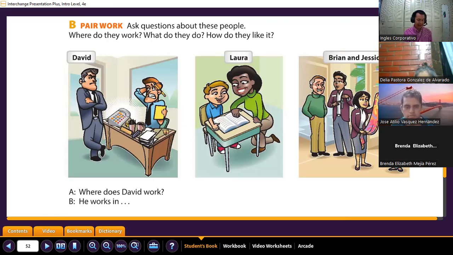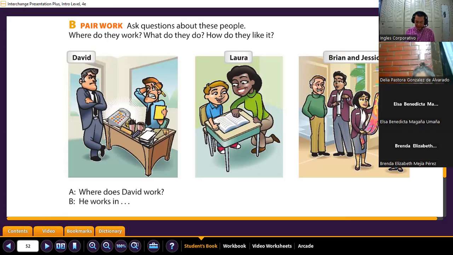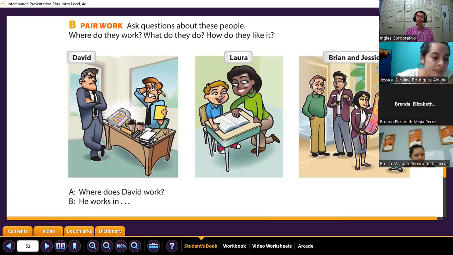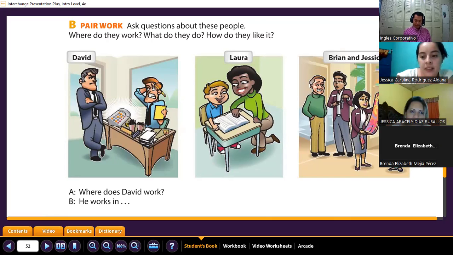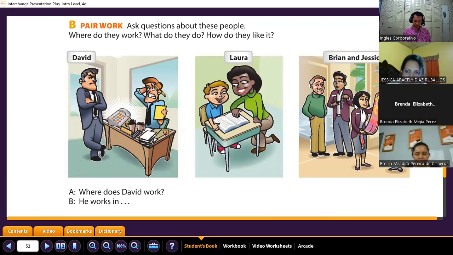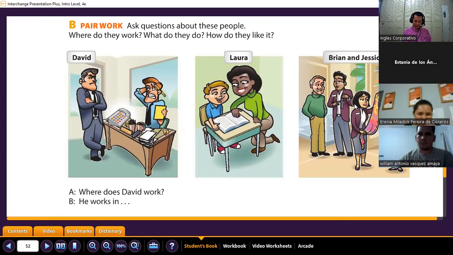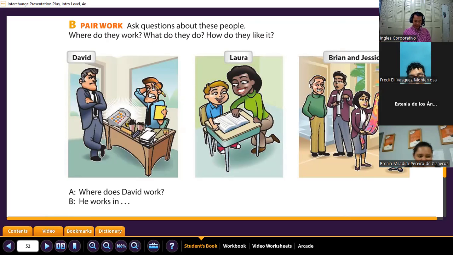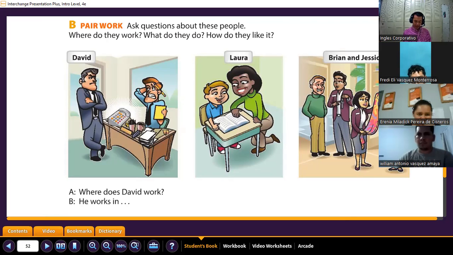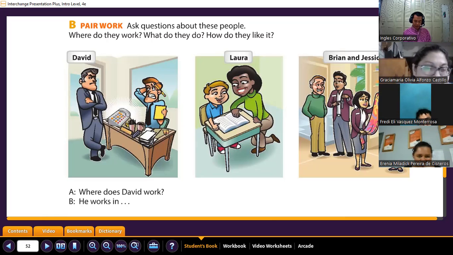Now the attendance. Elsa. Present. Good night. Jessica Carolina. Present. Good night. Jessica Araceli. Present. Good night. Bye bye. See you tomorrow. Estenia. Present, see you tomorrow. Freddy? Present. Take care. Kenya? Present. Have a good night. Gracias, Maria. Present, good night. See you tomorrow.